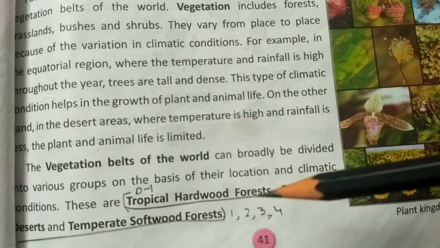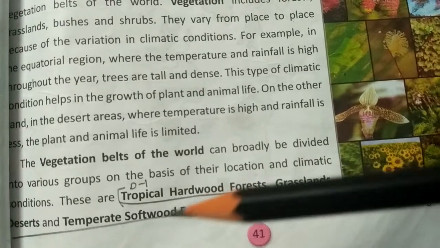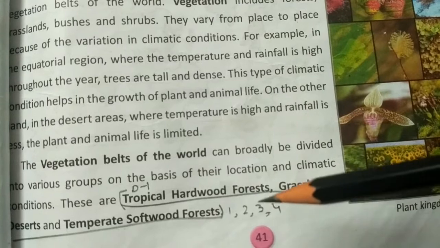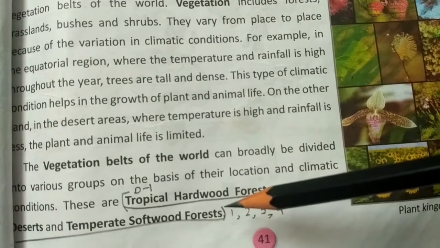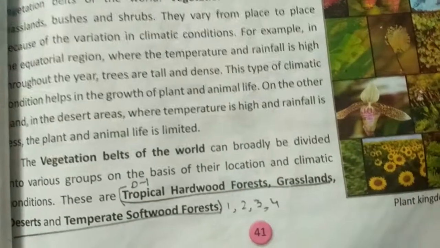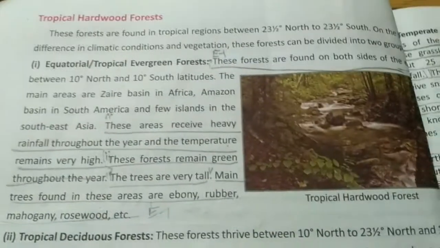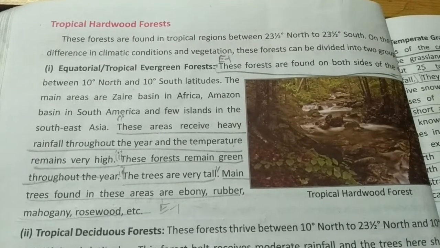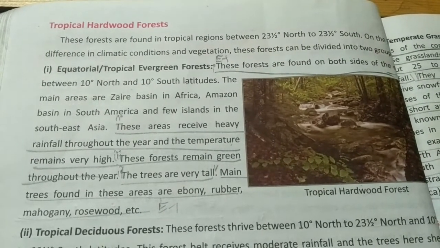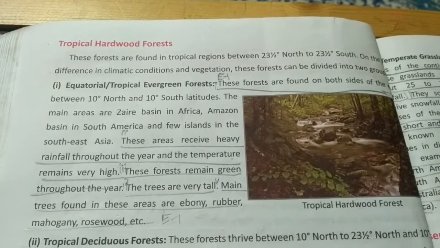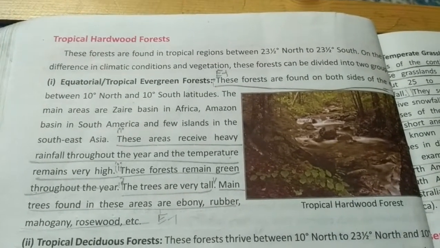The first is tropical hardwood forests, grasslands, deserts, and temperate softwood forests. These are the different types, but today we can discuss the tropical hardwood forest and the temperate softwood forests. So the first type of forest we have is the tropical hardwood forest. These forests are found in the tropical regions between 23 north and 23 south.